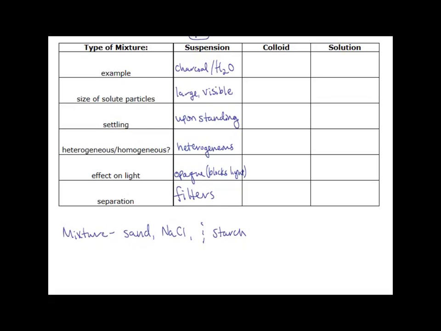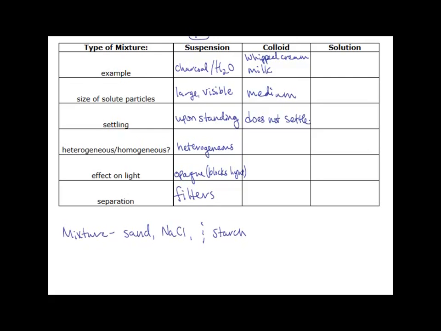Okay. So the next type of mixture we're going to talk about is a colloid. An example of a colloid is whipped cream or milk. The size of the solute particles in a colloid is a medium size. It does not settle. So I'm not talking about rotten milk that has chunks. I'm talking about good milk that hasn't been in your refrigerator for 3 or 4 months. So that would be a colloid.